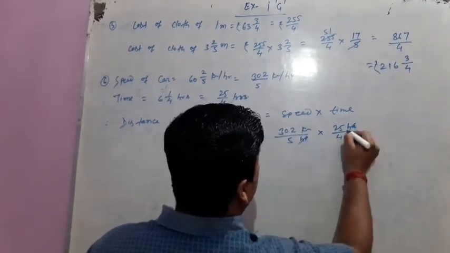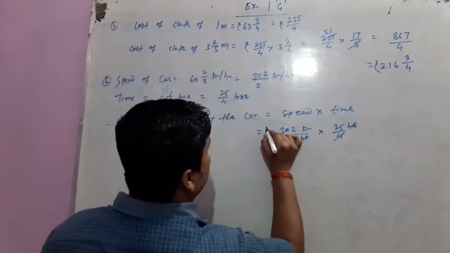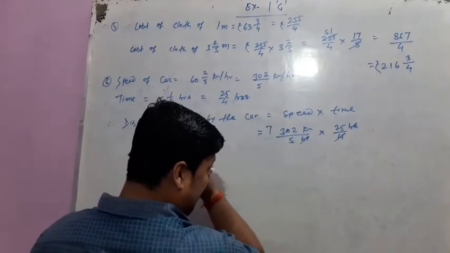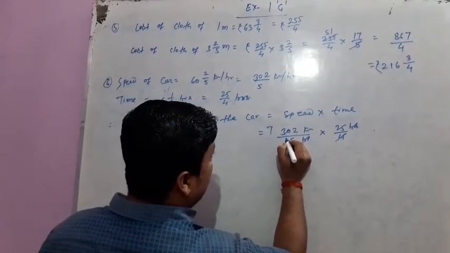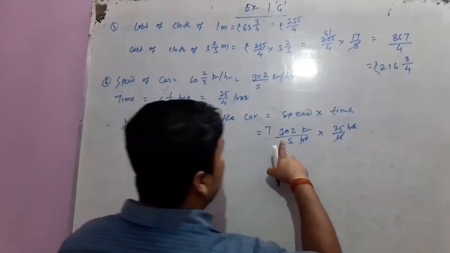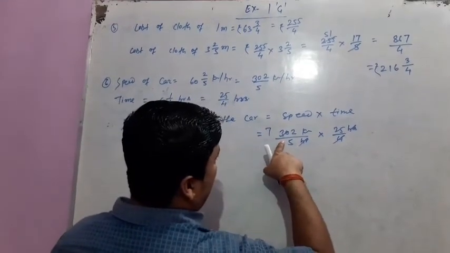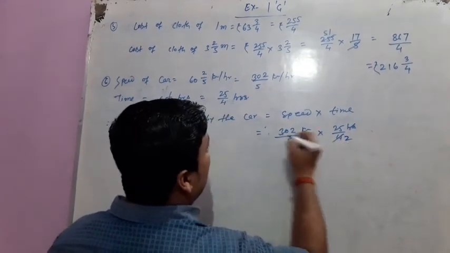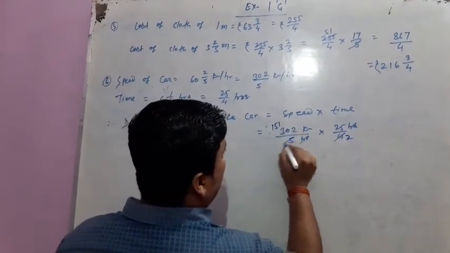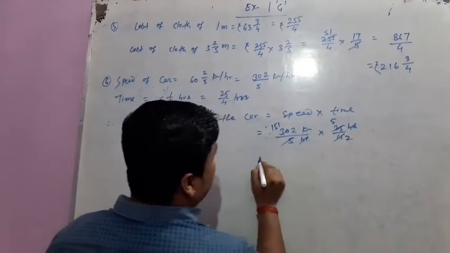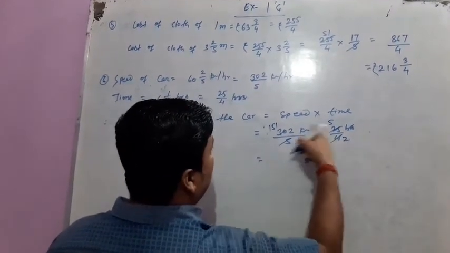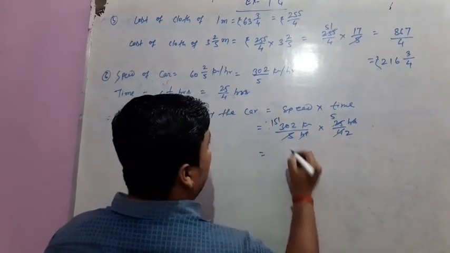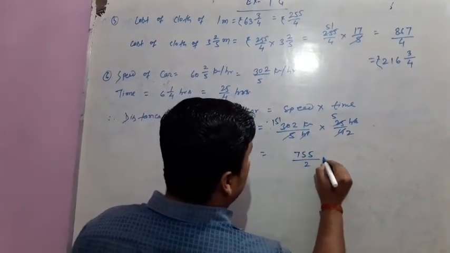Now 1 hour cancels here with 4. 4 7s are 28, and 2 remains here. It will not finally cancel with 2, so you have to cancel with 2. 2 15s, and 2 1s with 5, 5 times. Now 5 1s are 5, 5 5s are 25. In the hand 2, 5 1s are 5 and 2 is 7.